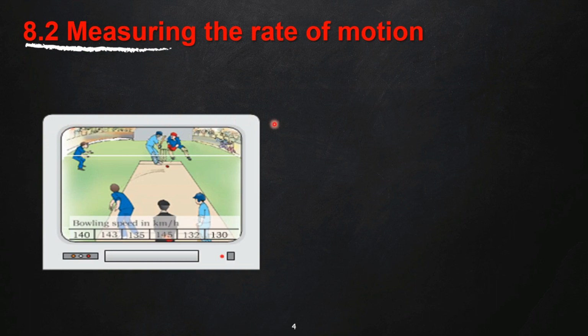For this, consider this figure. Here, a bowling speed of a player is given in kilometer per hour. What does this 140 indicate? 140 kilometer per hour. That means in 1 hour, the ball is traveling 140 kilometer. 143 kilometer per hour means in 1 hour the ball can travel 143 kilometer. So, the distance upon time. So in 1 hour, how much distance it will be covering, that is given.